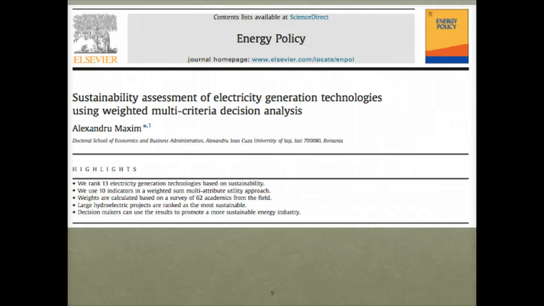This is mainly due to this article, Sustainability Assessment of Electricity Generation Technologies Using Weighted Multi-Criteria Decision Analysis by Alexandru Maxim. This is one of very few articles that quantitatively compares a wide variety of electricity options across several sustainability indicators in each category of sustainability. This is a very recent article that is currently in press in the Journal of Energy Policy.